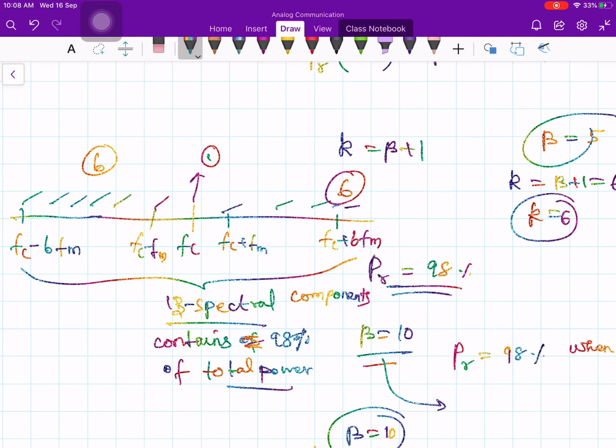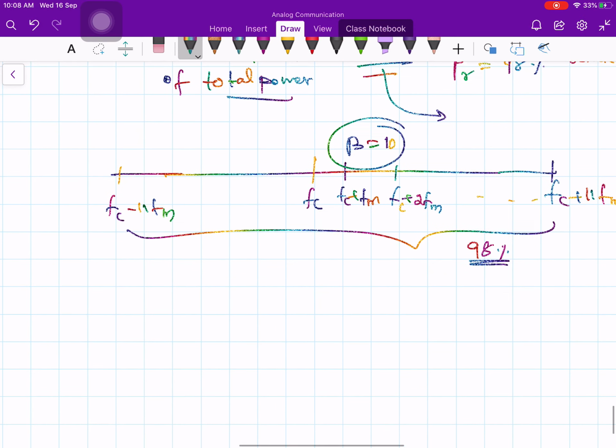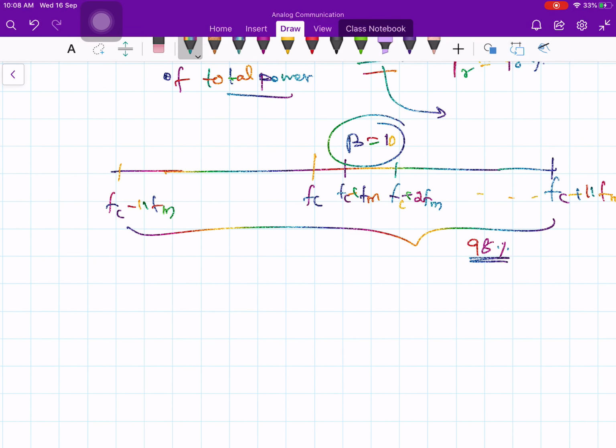Okay, look at the Bessel function table. You get a very interesting result. You just take one value more than the modulation index, that is enough, and that value of k would lead to 98% or larger. So this is something that you look at empirically from the table of Bessel functions. Empirical result. Okay, this is obtained from the table of Bessel functions.